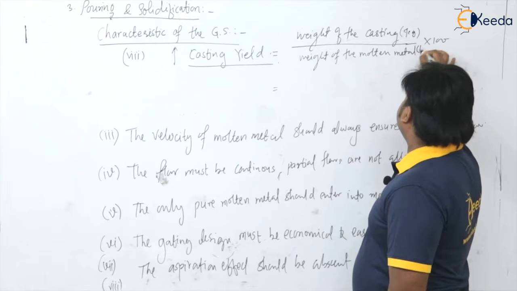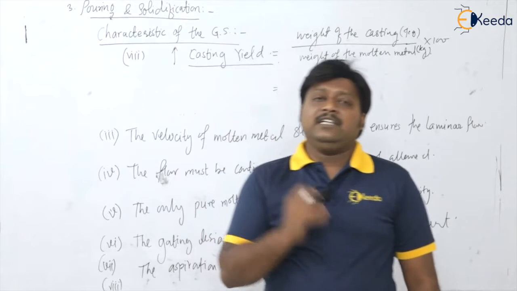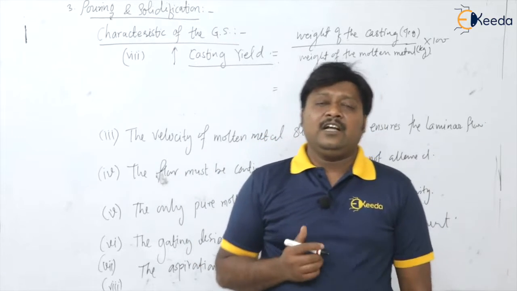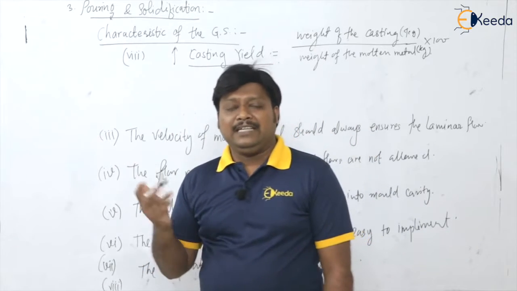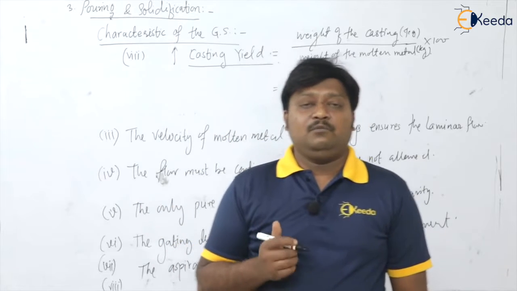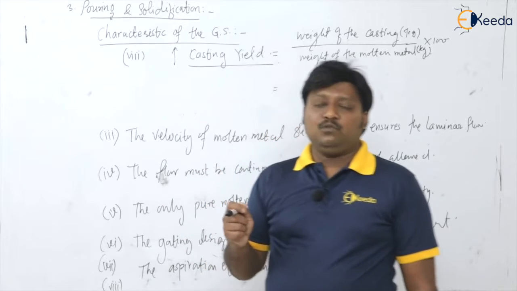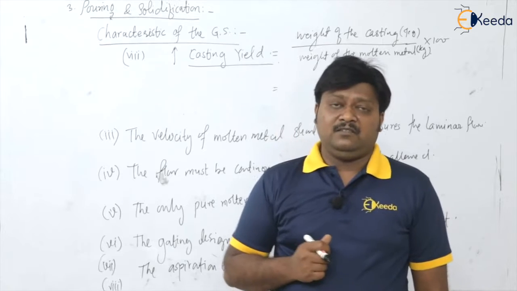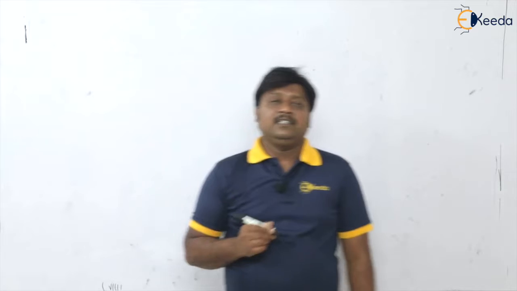Okay, so this is in kg, this is in kg. That will give you the casting yield, and our gating system should be such that our casting yield is increased and maximum. So these are the 7-8 good characteristics of a good gating system I have mentioned. Please remember, many times linear questions in GATE have been asked for 2 marks on this topic. Now we will see the next point, that is the classification of gating system.